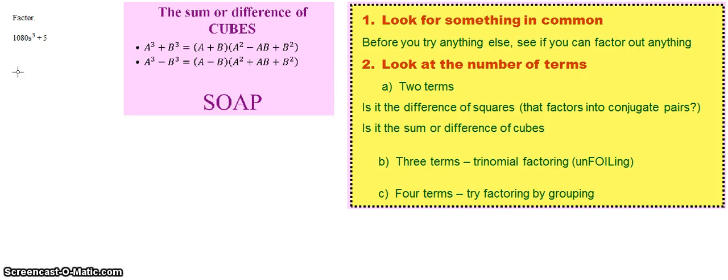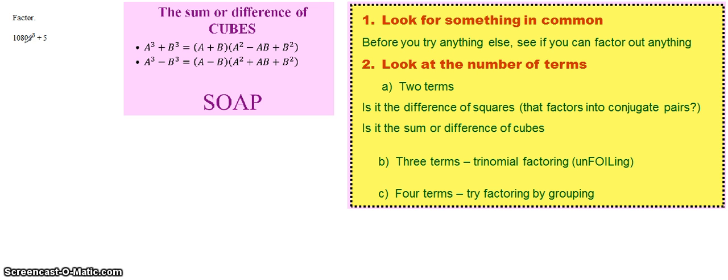Okay, this problem says factor. That's all it tells us to do, is factor. So I have some steps up here that we should do when we're asked to factor. The first one is look for something in common. If you see anything that's in common with any of the terms, we can factor it out.